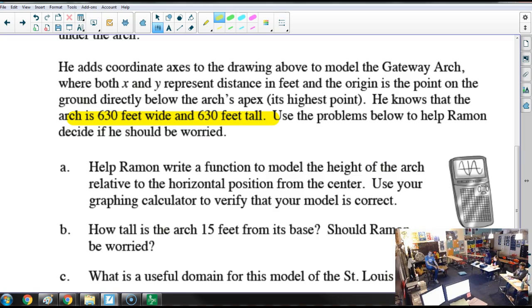But we need to help Ramon write a function and model the height of the arch relative to the horizontal position from the center. And we're going to use what I just showed you, because it's a skill the calculator doesn't know that you know yet, but I do.